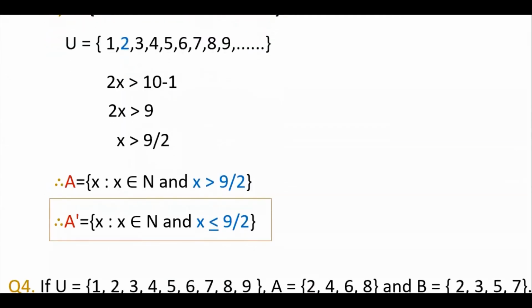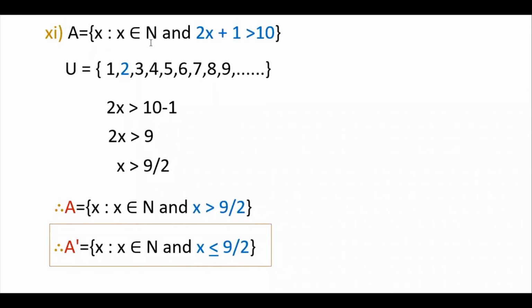And next one, here x belongs to N and 2x plus 1 is greater than 10. If you solve this equation, 2x is greater than 10 minus 1, then 2x is greater than 9, x is greater than 9 by 2. So here x is greater than 9 by 2, the complement of this set is equal to x is less than or equal to 9 by 2. It is, this element is greater than 9 by 2, so less than or equal to 9 by 2, all the numbers are in this set, the complement of this set.